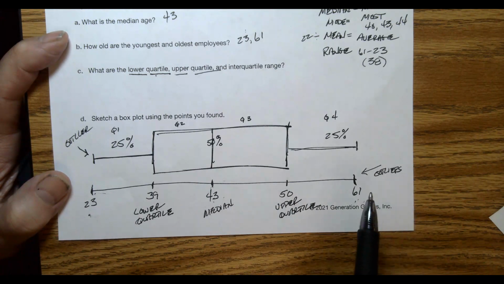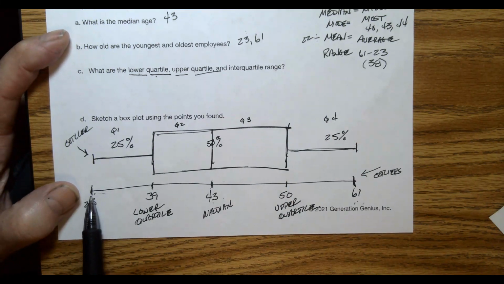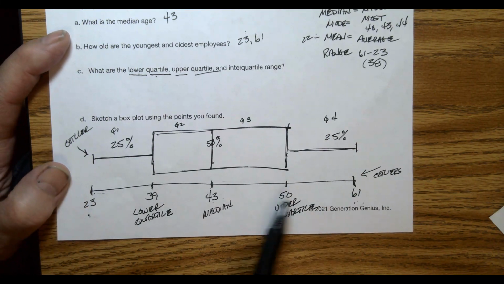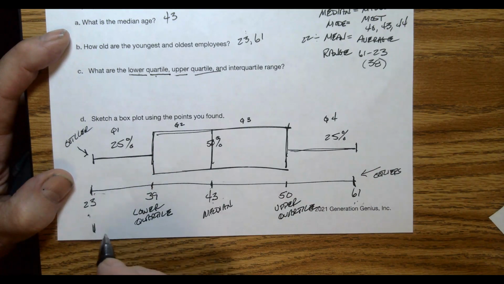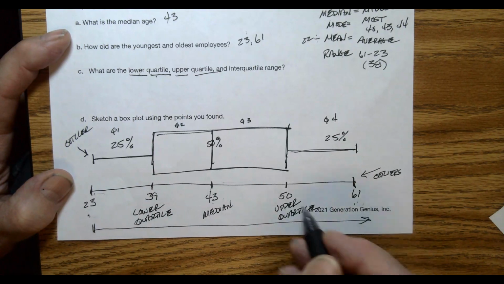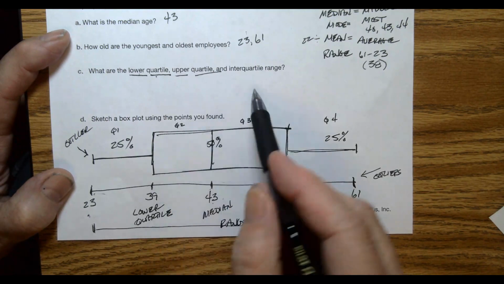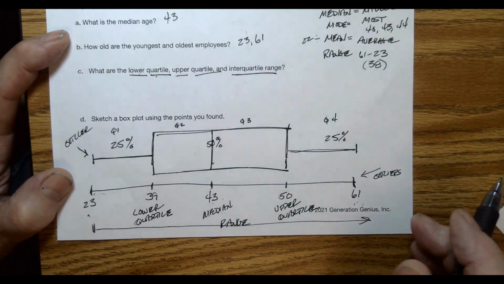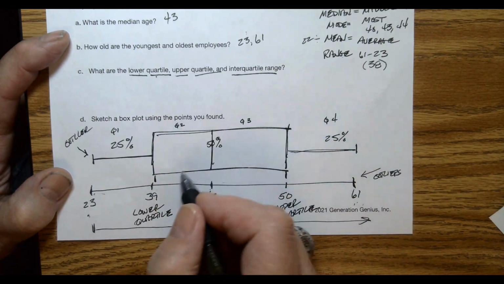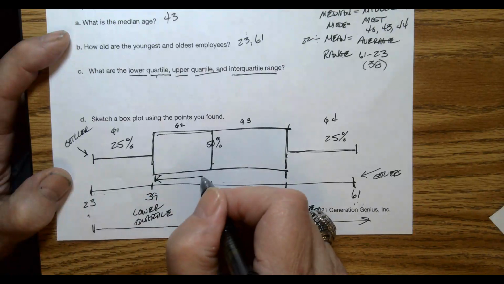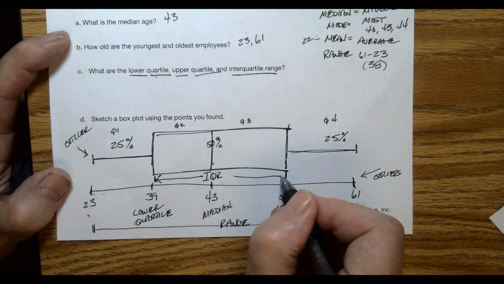Now the only other term we haven't talked about is range. So range is the distance from here to here. So if we take 61 minus 23, that's our range in the data. So all this, if we go all this way, this is the range. And then there's one other term here. This is the interquartile range, and that is the distance from here to here. So they just shorten it to IQR, is from here to here.